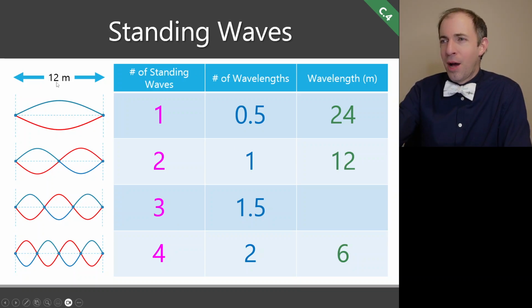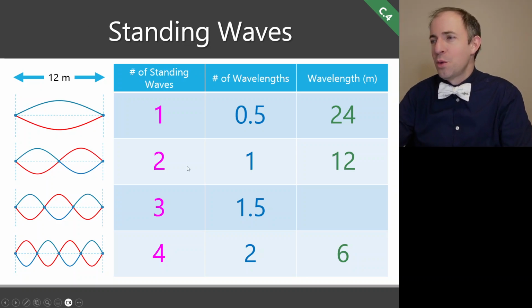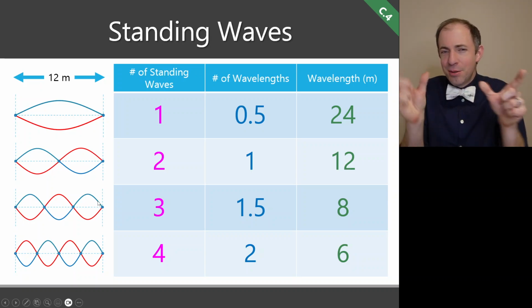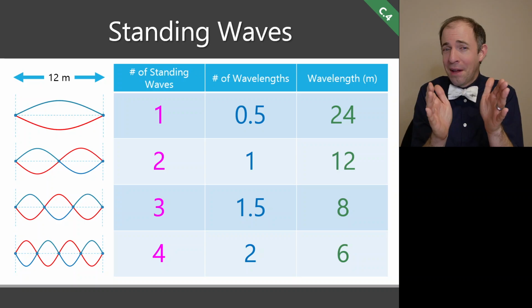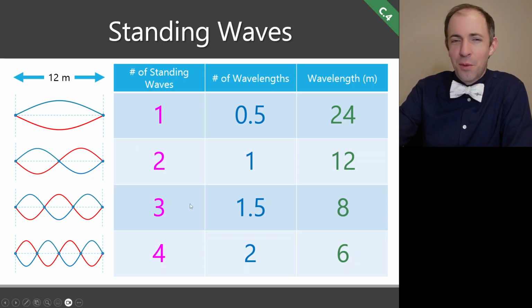If I use this process of taking the total length divided by the number of wavelengths, 12 divided by 1.5 is 8. Another way that you can look at this picture, if it's 12 from end to end, it looks like it's split up into 3. You need 2 standing waves for one wavelength. So it's essentially 2/3 of the total 12. 2/3 of 12 is 8.